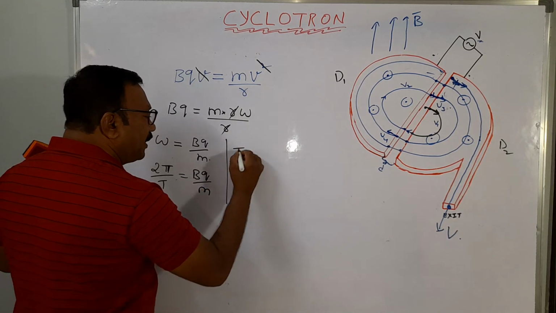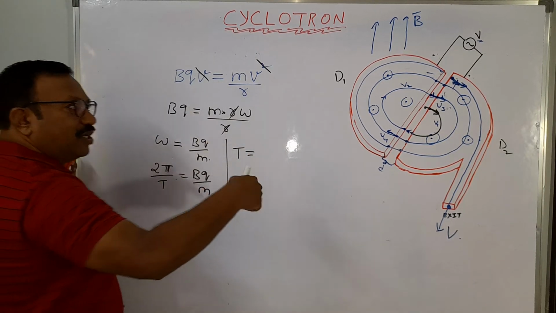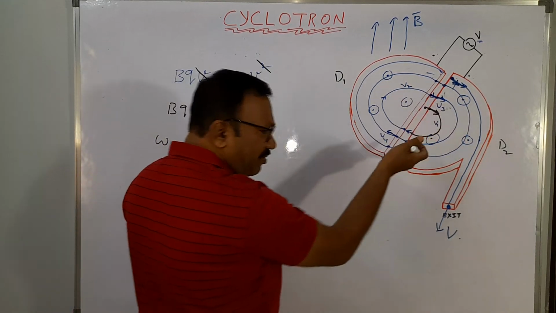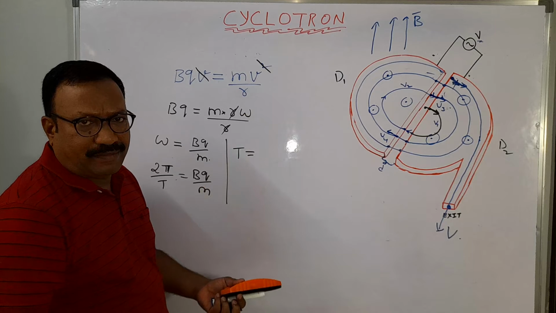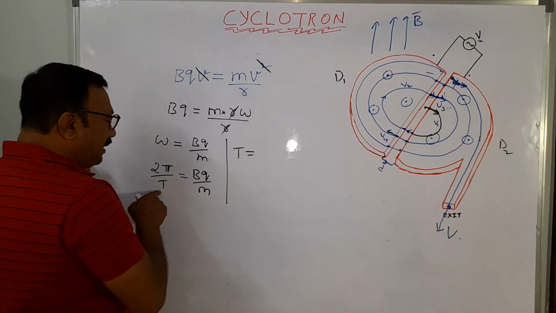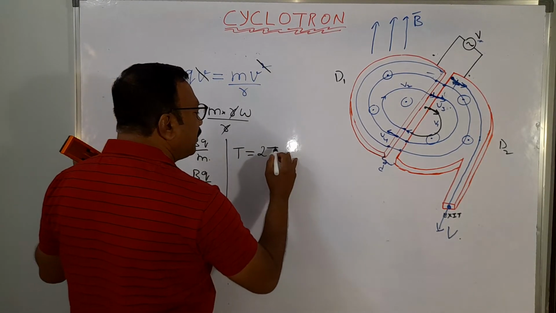The time period is the time taken to complete one revolution. Half revolution means capital T by 2. One revolution means T, the time taken to complete one revolution. T is equal to 2 pi m by BQ.